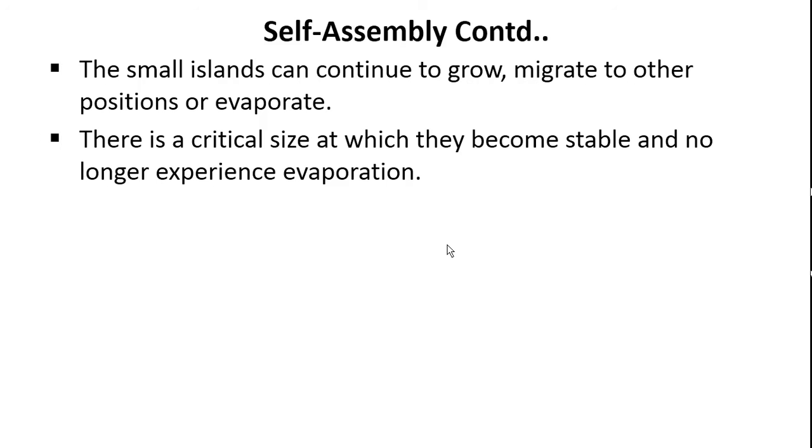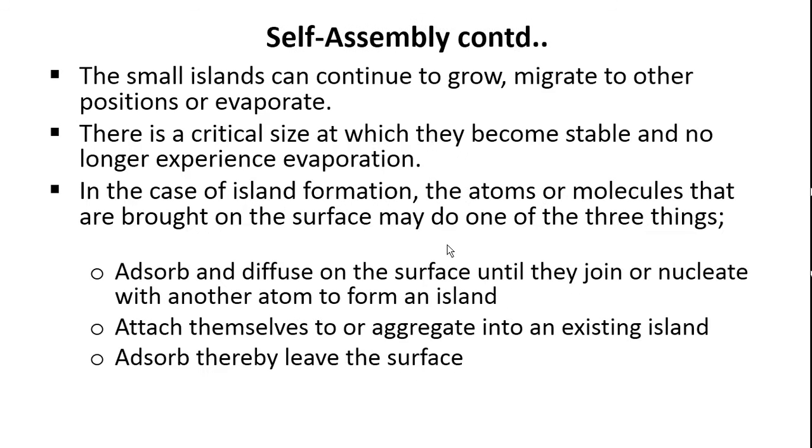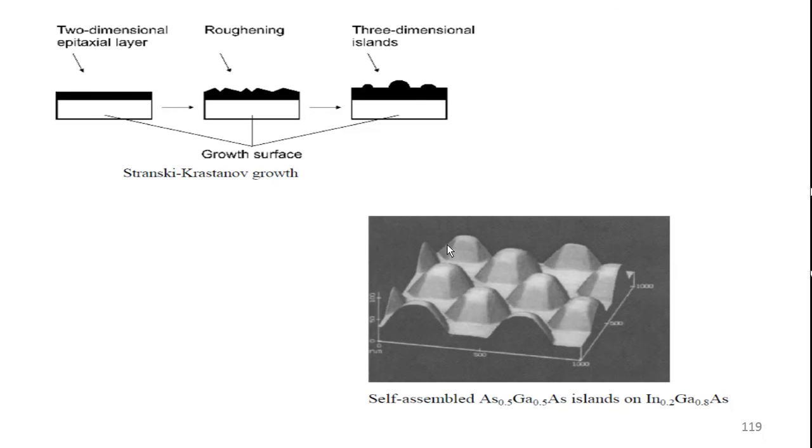Okay, so this kind of technique is called the self-assembly technique, and this is also used for preparing what? Self-assembly is used for preparing nanoparticles. Okay, so these are all the growth states, and this is a self-assembled aluminum gallium arsenide on gallium arsenide.